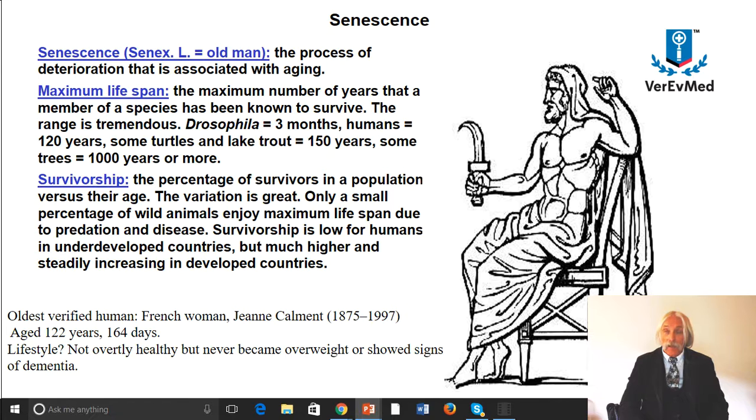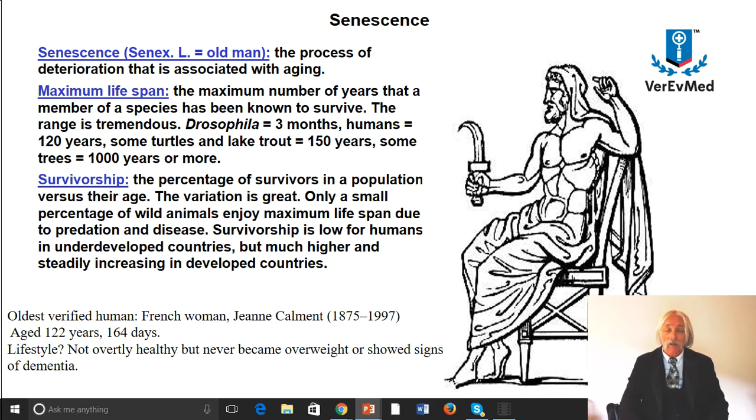So what do I mean by senescence? It's the process of deterioration that is correlated with aging. Let's throw out a couple more definitions. Maximum lifespan. We all have been hearing about this all of our lives, right? It's increasing as we've been aging, actually. So the maximum number of years that a member of a species has been known to survive. That's the maximum lifespan.